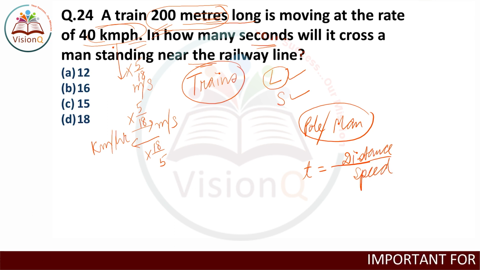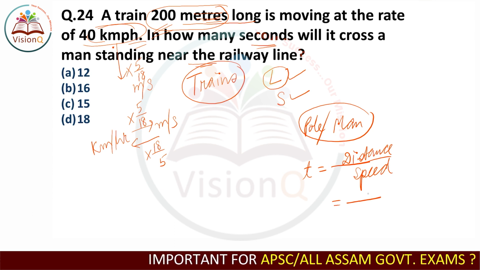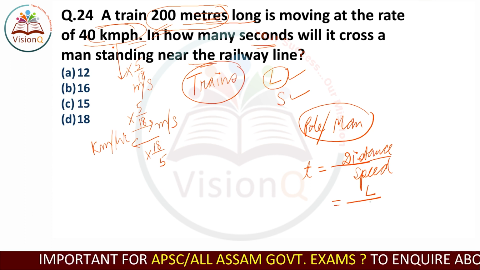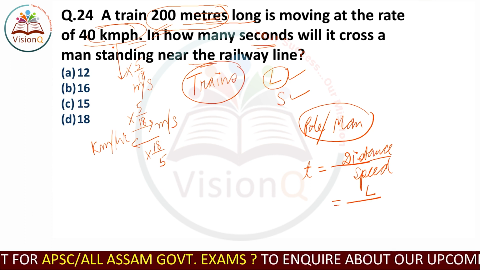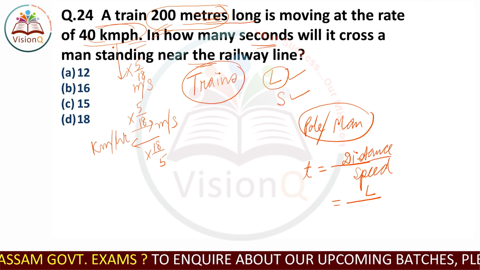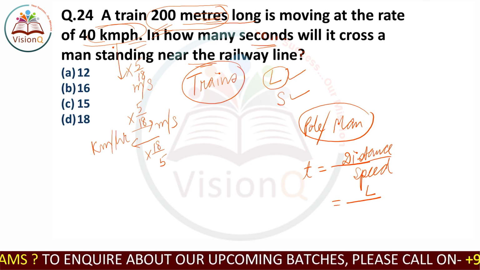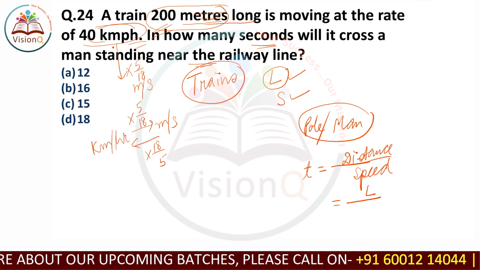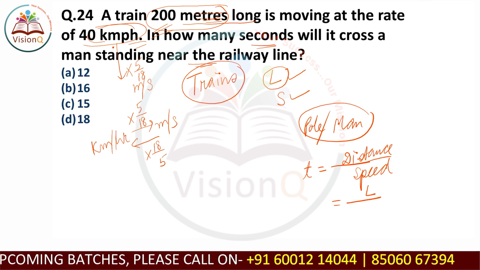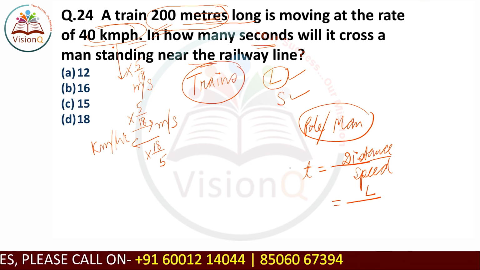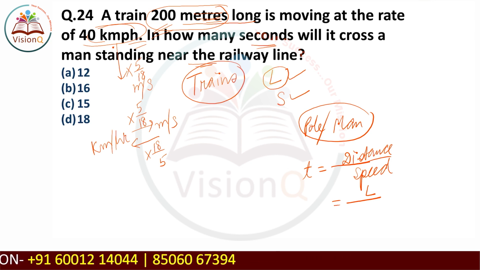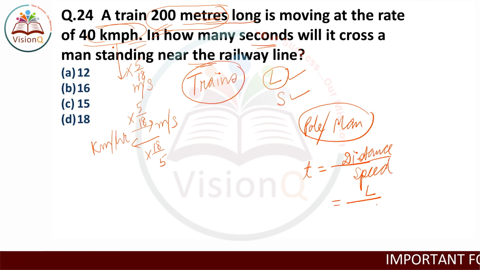Now when a train crosses a pole or any standing object, distance will be equal to length of the train. Because in this case, when a train crosses a man, we neglect the length of the man and just consider the length of the train here. So distance will be equal to length of the train here. And speed of the train is given as 40 km per hour.